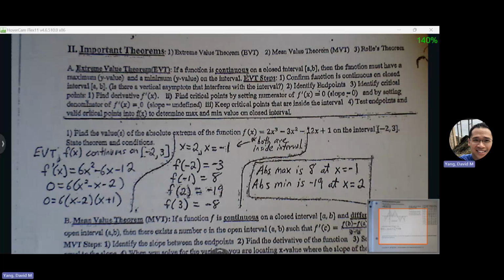Okay, next page, page 10. Reviewing some of the theorems here. So extreme value theorem is for number 1. Number 2, you see mean value theorem. Number 3, you see Rolle's theorem.